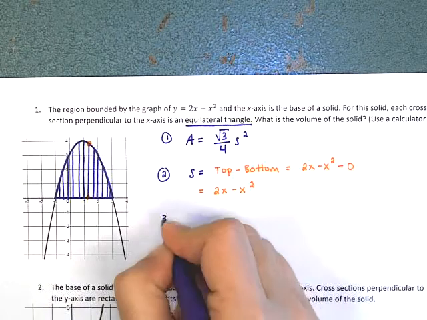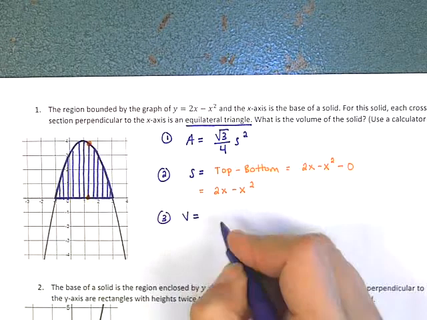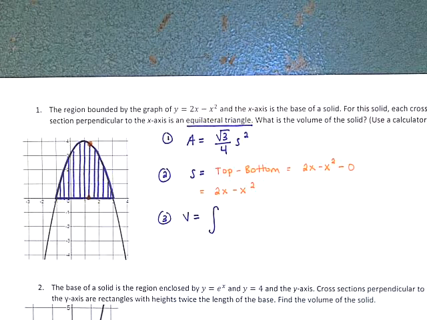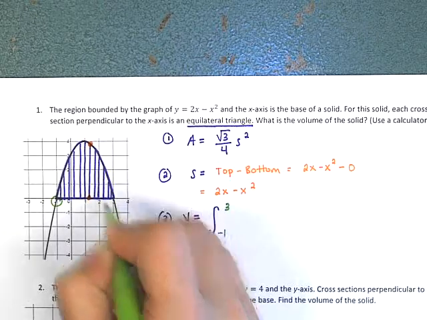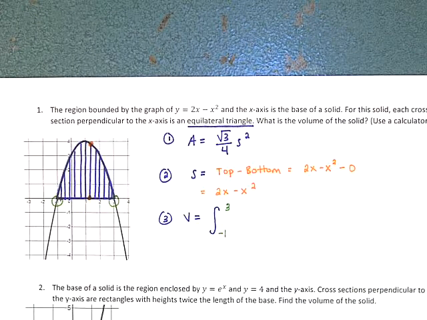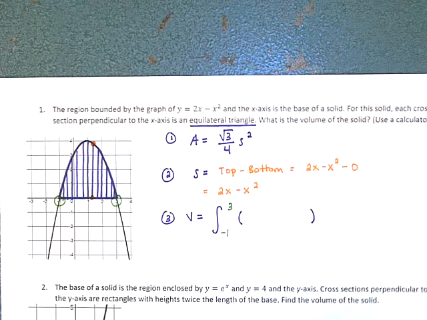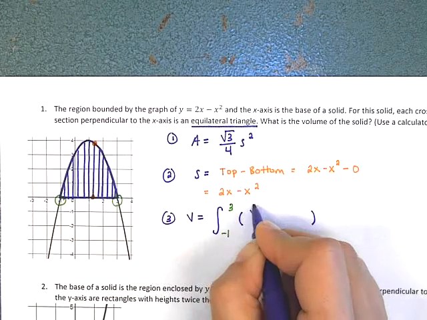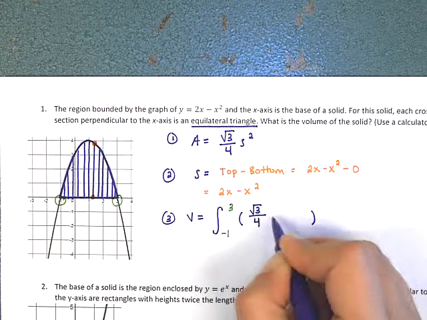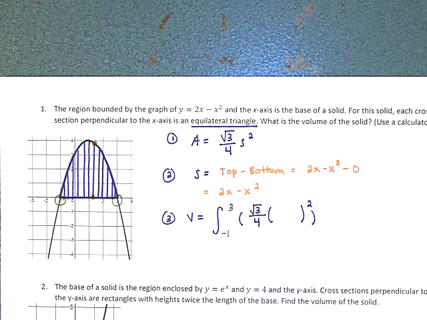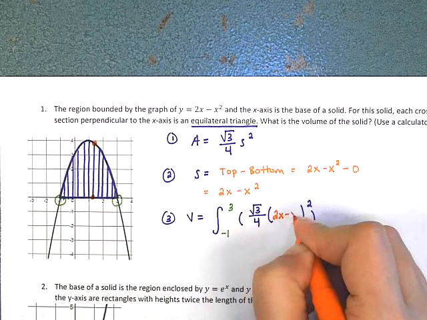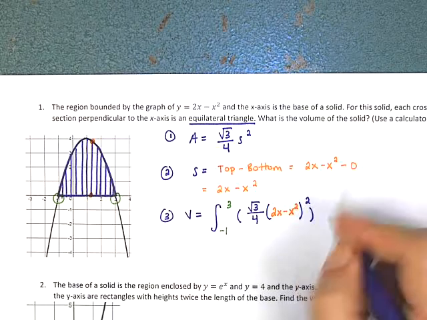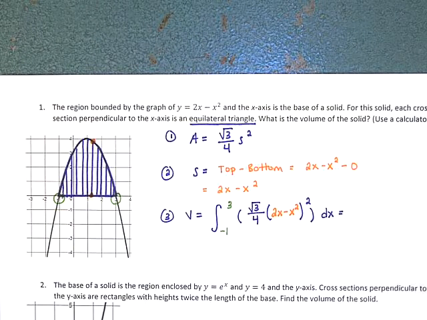Now our third step would be to actually set up our volume integral. So we would integrate from our left bound, which is -1, to our right bound, which is +3. Inside of there, we would put our area formula. Now our area formula is the square root of 3 over 4 times side squared. But in this case, each of the sides will be 2x minus x squared, and then we would put dx. Now, because we have a calculator here, I'm just going to go ahead and type that in, and I'm going to see what I get.